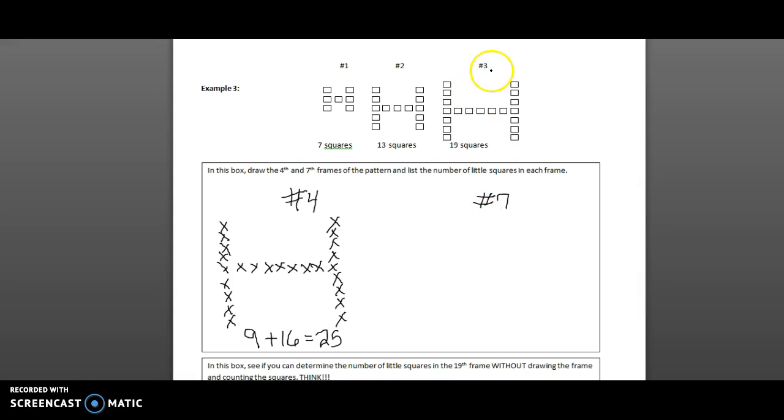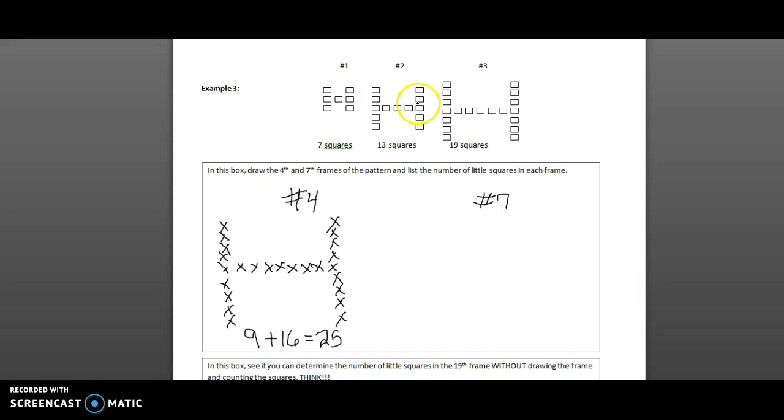And so I look at the frame number and I compare it to what I've got going with the pattern. And I find the link. What's the pattern here? What I am seeing is that these legs are exactly the same as the frame number. So that tells me when I draw my 7th frame, my legs are going to be 7. If I look at the middle, and this is probably the hardest one we've done so far, I have 7 here.